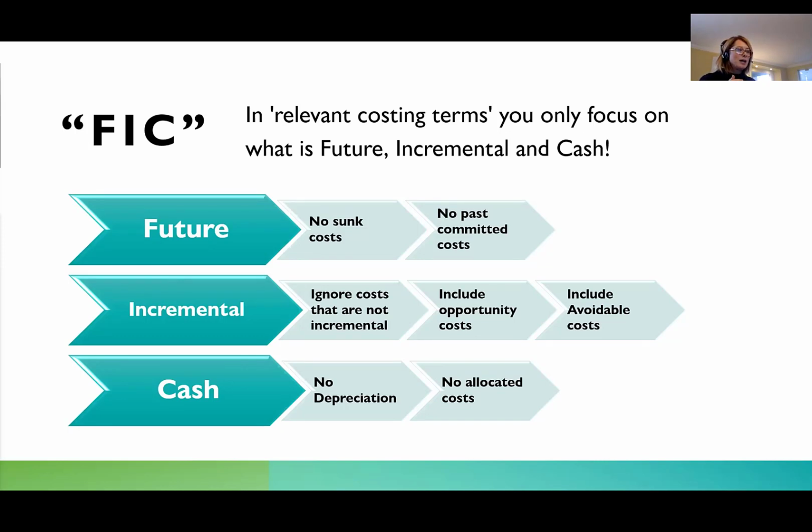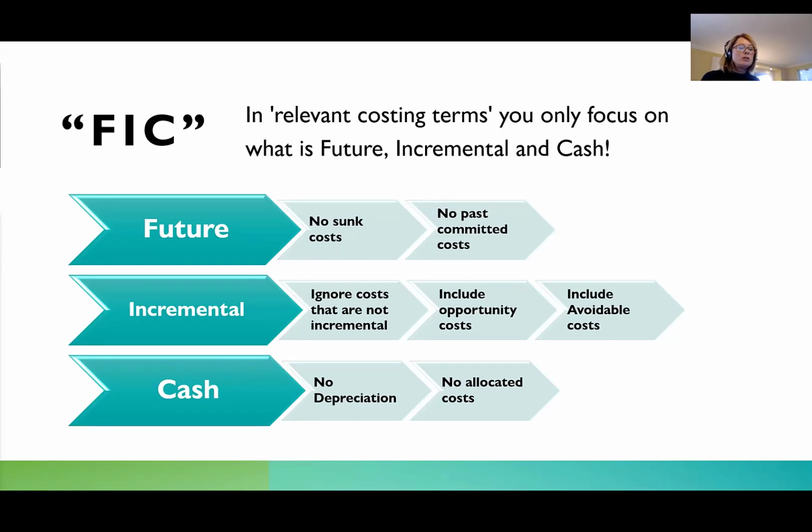And then we move on to cash. Now, cash is where it isn't profits. You've got to start thinking that relevant costing is nothing to do with profits. It's only to do with cash. So depreciation is a profit allocation of your fixed assets that you've bought in the past. That is not cash, so we don't include any depreciation.